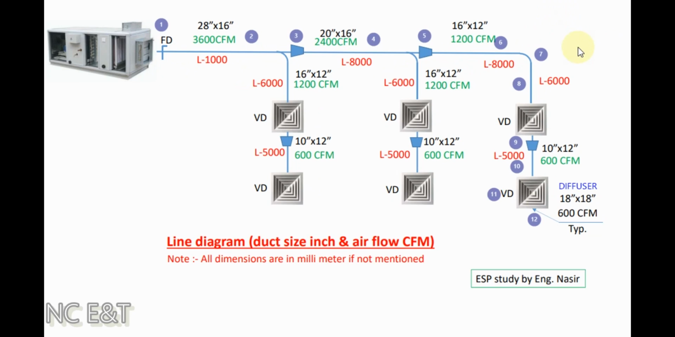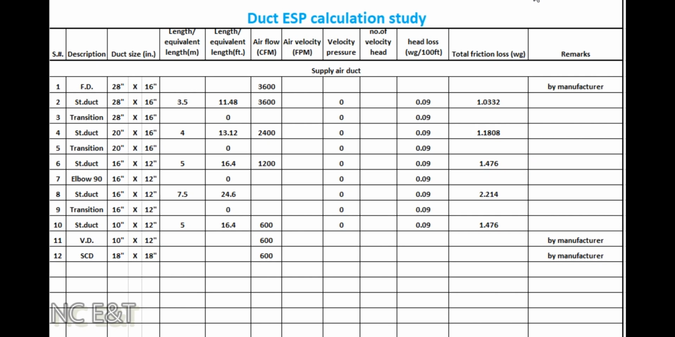Number 2, we will give a separate tag number to each duct segment and accessory. In this picture you can see we have given tag number 1 to the fire damper and tag number 2 to the straight duct having a size of 28 by 16 inch and length of 1 meter. In the same way, we have given tag numbers 3, 4, 5, 6, 7, 8, 9, 10, 11 and 12. Number 3, making the table for all the duct segments and accessories, showing their sizes, CFM and descriptions.